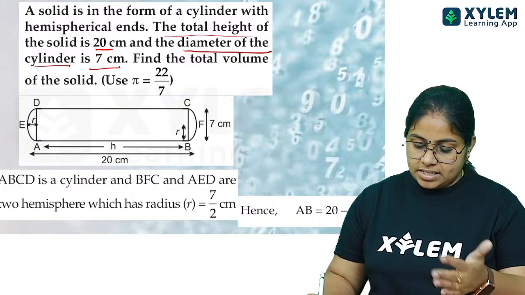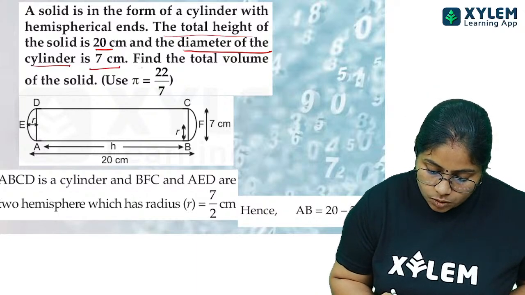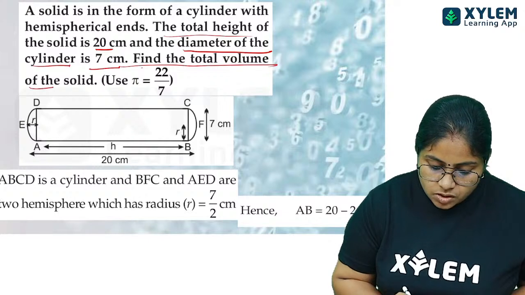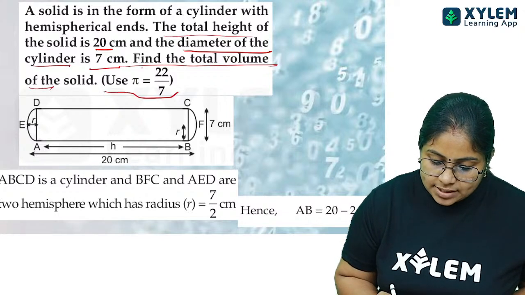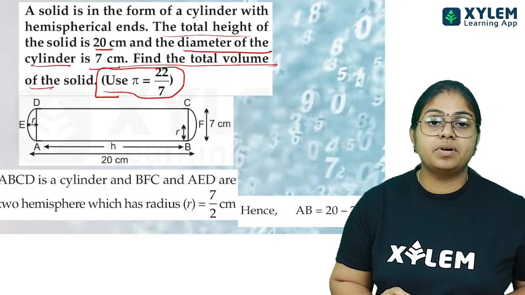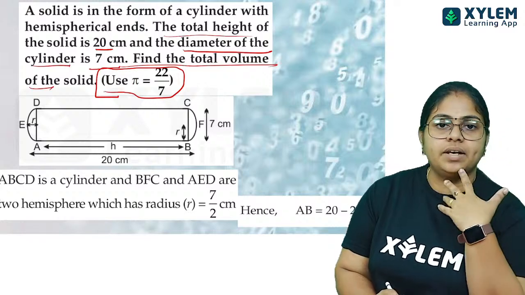Radius will be half of it. Now here, find the total volume of the solid. Our figure is given here, and here it is given: use pi is equal to 22/7. In this question, the value of pi is given, you have to use it as 22/7.